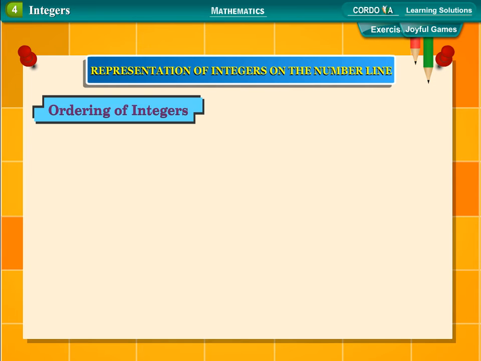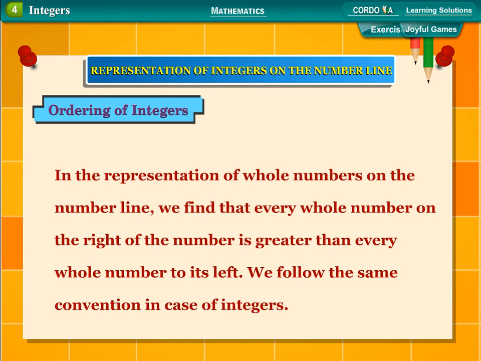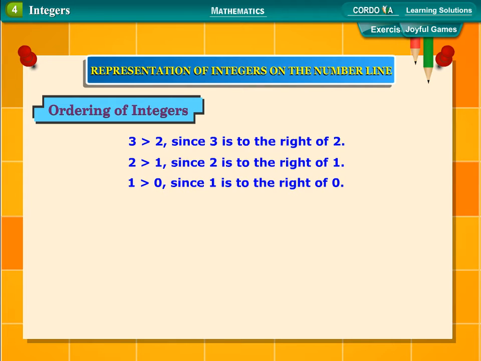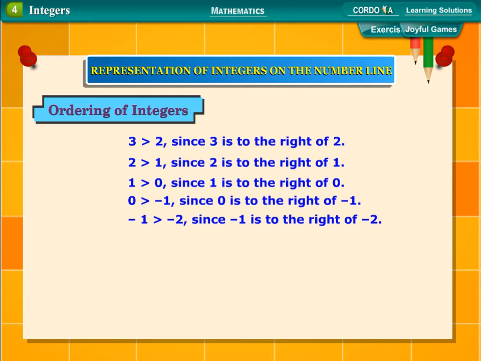Ordering of integers. In the representation of whole numbers on the number line, we find that every whole number on the right of a number is greater than every whole number to its left. We follow the same convention in the case of integers. 3 is greater than 2 since 3 is to the right of 2. 2 is greater than 1 since 2 is to the right of 1. 1 is greater than 0, since 1 is to the right of 0. 0 is greater than -1, since 0 is to the right of -1. -1 is greater than -2, since -1 is to the right of -2.